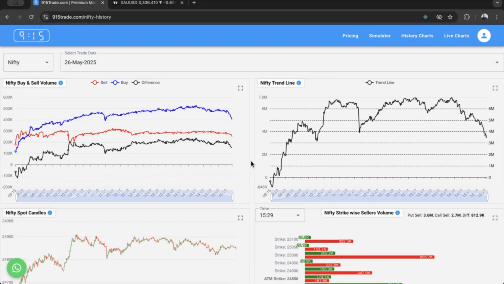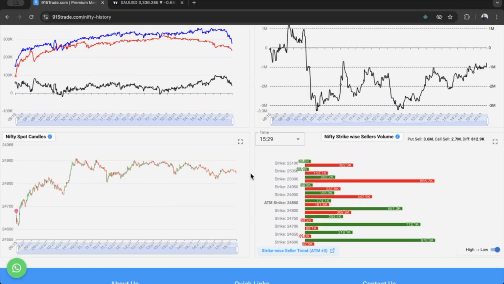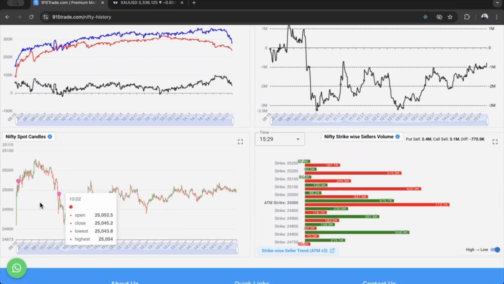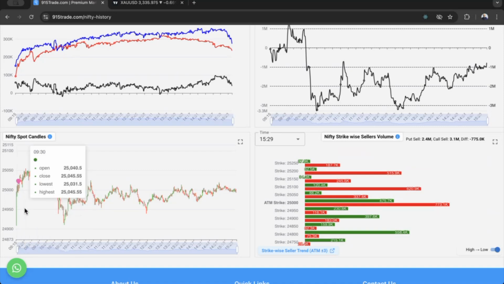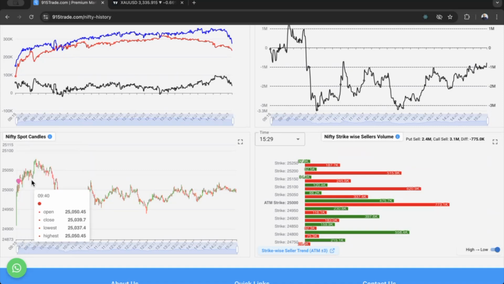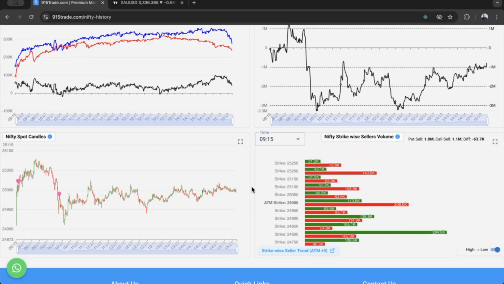So what happened? As soon as the market opened, it opened slightly above 24,900. In the first 1 minute itself, it took a huge jump. It went straight to 25,000. Now, as soon as it went to 25,000, I was a little bit nervous. If I was not already in a position, I was not, to be honest, very strong about taking a buy there. However, let's look at the data and see what is happening.